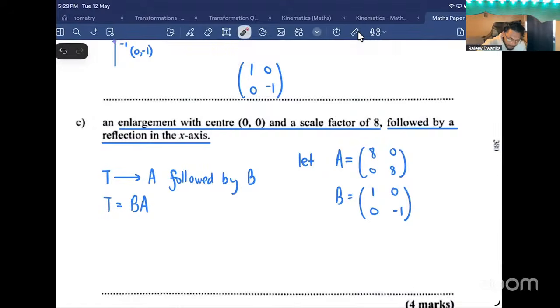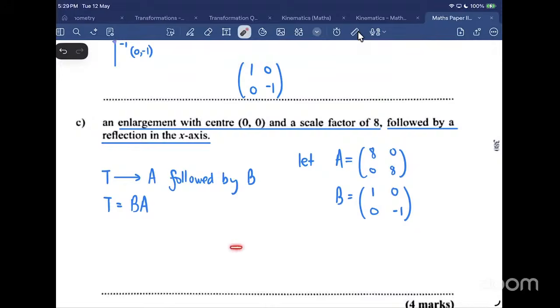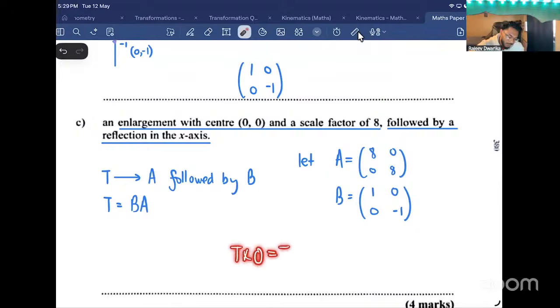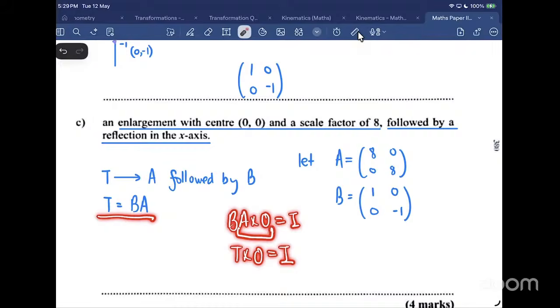If you want to know why: remember, the transformation matrix by the object gives you the image. If the transformation matrix is BA, then BA by the object will give you the image. To get the A in, you multiply by the object first, because that's what happens first. Yeah, that's the reason.